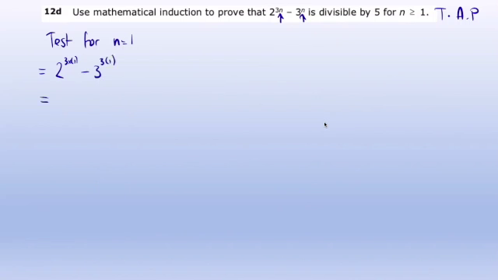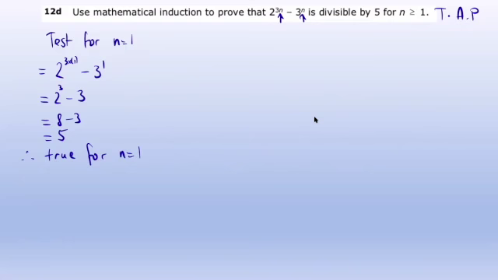Is that right? Yeah. Oh, I'll put an extra thing in, to the 1. So I get 2 to the 3 minus 3, which is 8 minus 3, which is 5. Therefore, true for n equals 1. Okay, because 5 is divisible by 5. And hopefully we can see that.